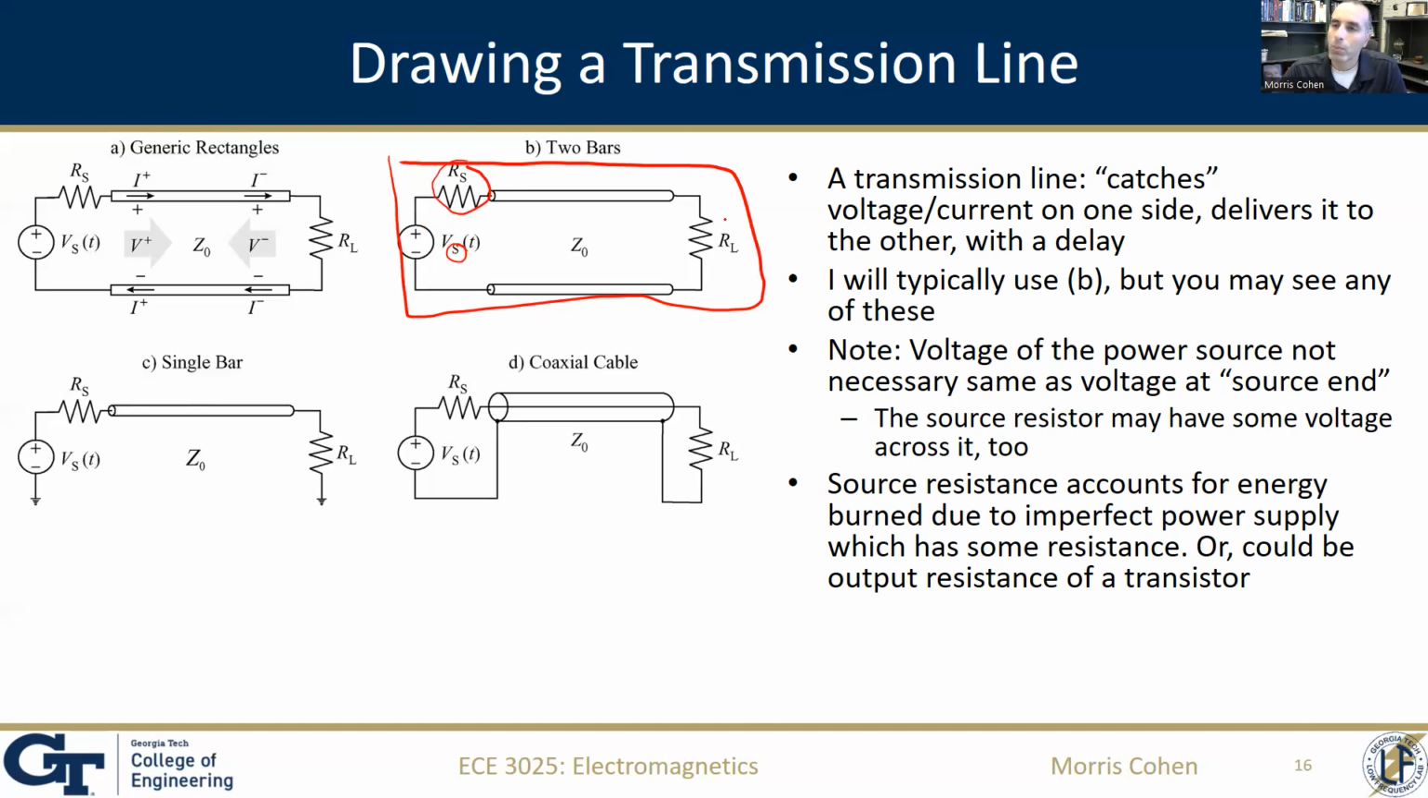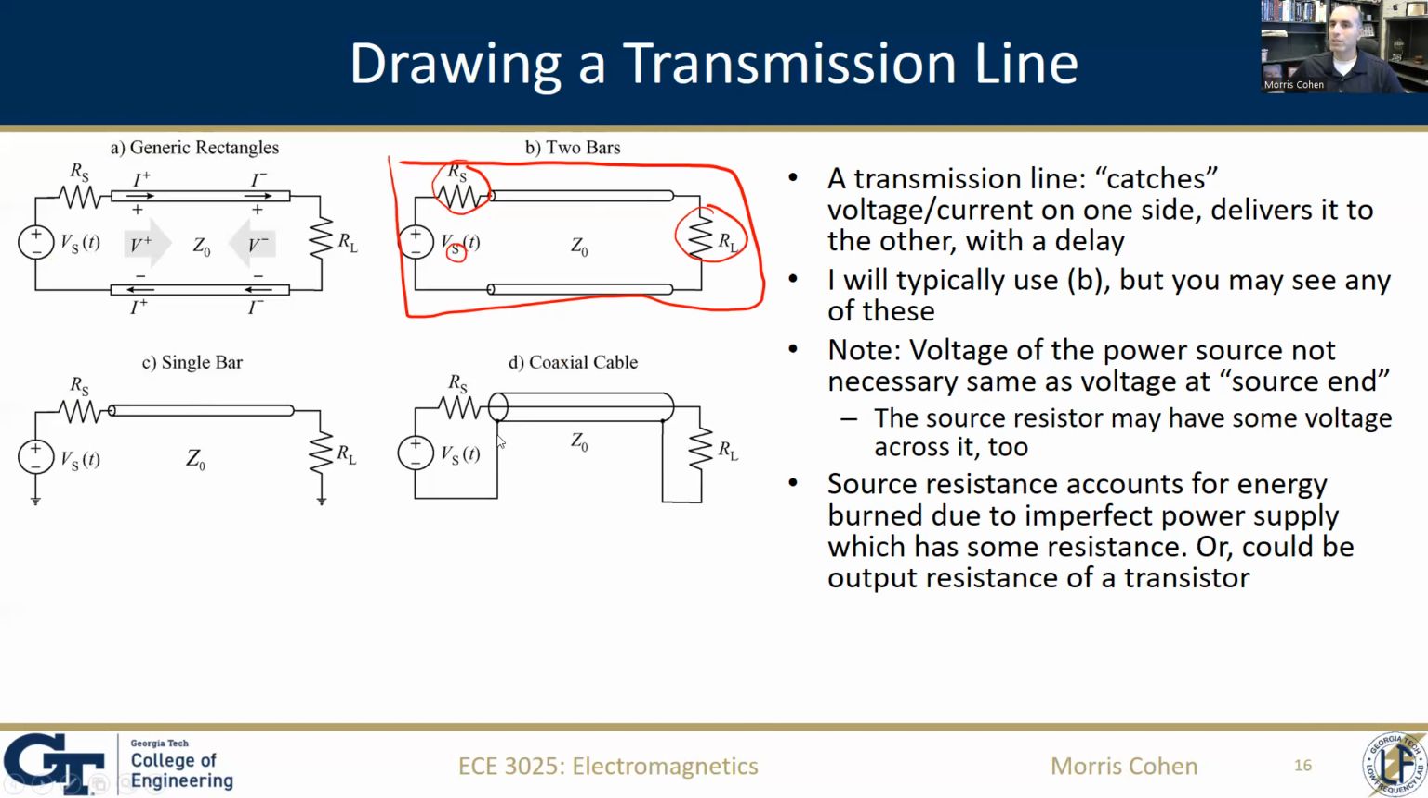The other side, we're usually going to terminate with some kind of a load, or L. It can be a resistor, but it can also be something more complicated, like a capacitor or a transistor or anything. But we're going to talk about that as being the load side. Now, these other drawings you might see in other places, but I'm going to be mostly exclusively using the two bars here, or the two cylinders on the top.